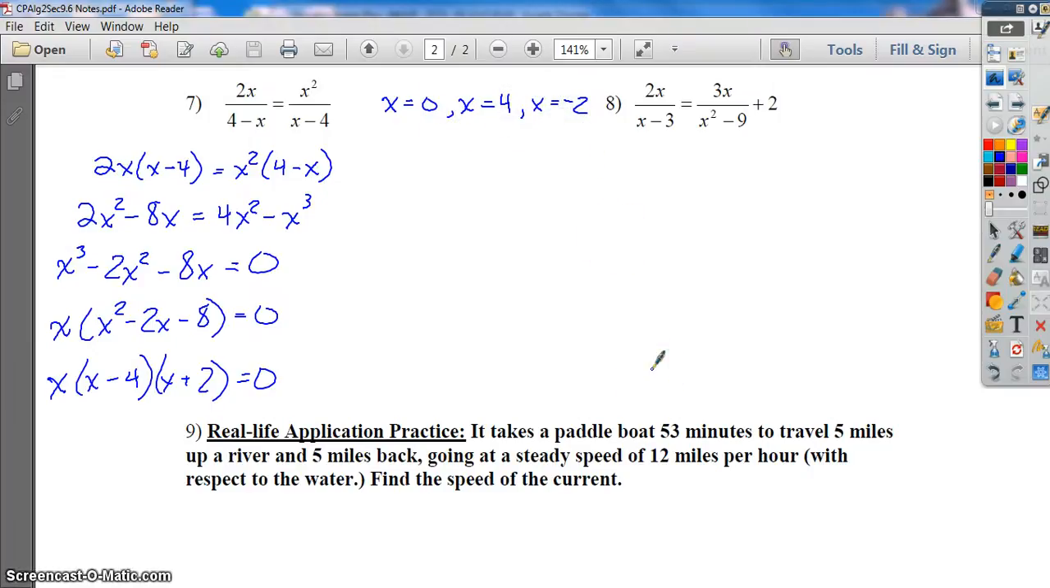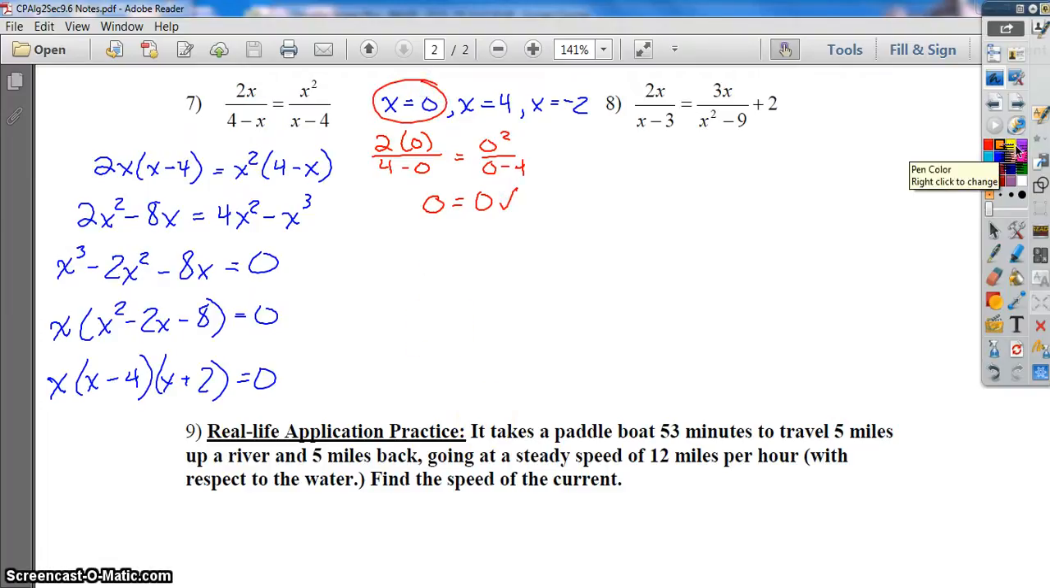Now we do have to check these to make sure they work. So I'm going to do in red these zeros. So this is 2 times 0 over 4 minus 0. That's going to equal 0 squared, 0 minus 4. The right side is definitely 0. 0 divided by anything, in this case negative 4, it's going to be 0. This is 0 divided by positive 4, which is 0. So this is a good one.